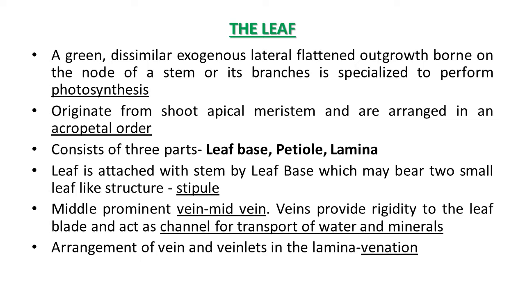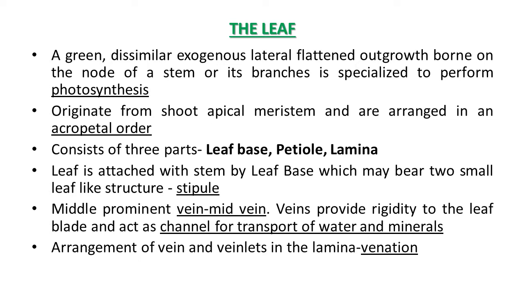If we talk about a typical leaf, actually it is a green colored, modified shoot of the plant, an aerial part, a dissimilar exogenous lateral flattened outgrowth. It is borne on a node on the stem or at branches, and its main function is specialized modification for the photosynthesis process.